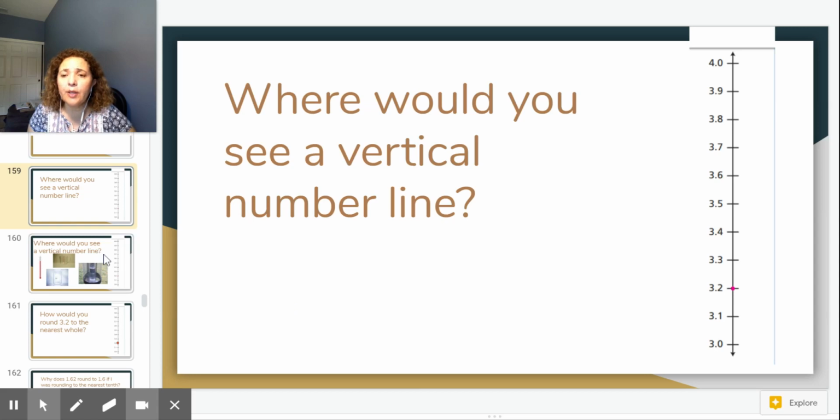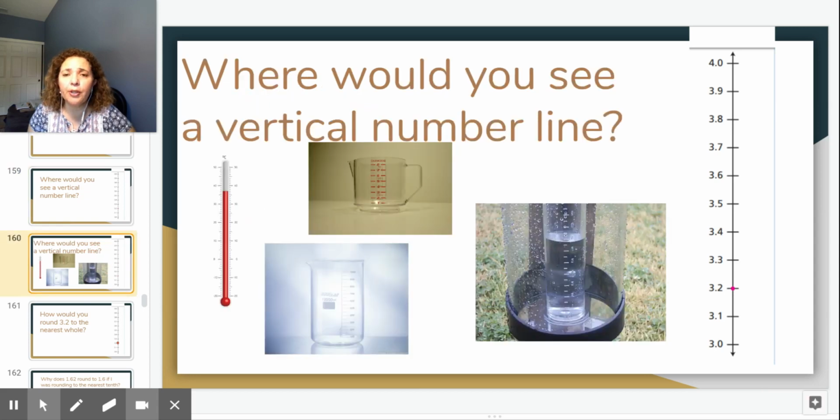All right, so some places you might see a vertical number line, right, is in a thermometer. Thermometers have vertical number lines. Beakers have vertical number lines. Measuring cups have vertical number lines, and a rain gauge has vertical number lines. So just keep in mind that when you're thinking about number lines, they don't always have to be horizontal. Some of them can be vertical. And so this is why sometimes we use number lines in real life.